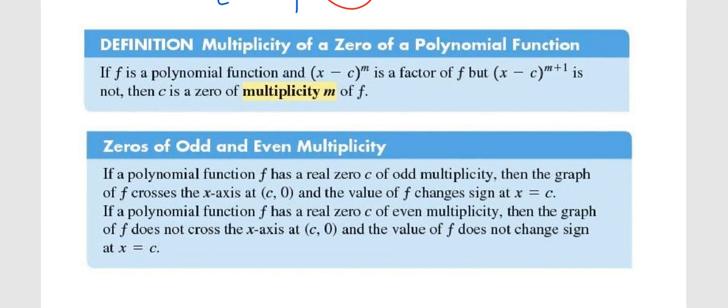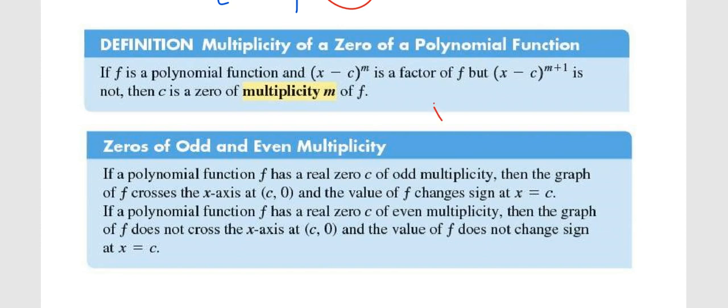If f is a polynomial function and x minus c to the m power is a factor of f, but x minus c to the m plus 1 is not, then c is a zero of multiplicity m of f. That's an interesting way to say that. Why in the world would they make... well, that is a weird way to say that. Basically, nobody would write the same factor multiple times and not put them together. Okay, yeah, that's kind of a dumb way to say it.